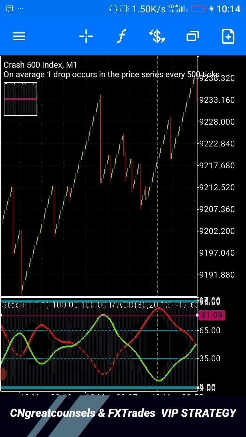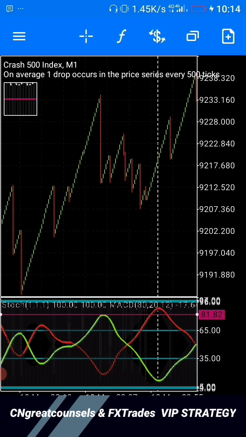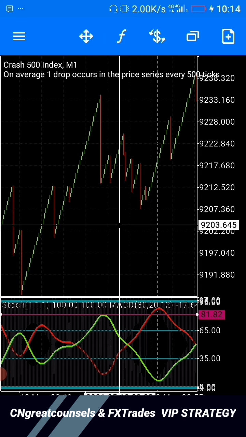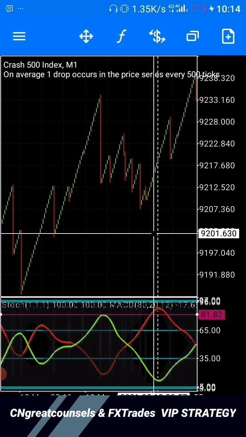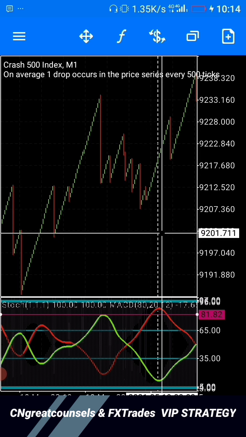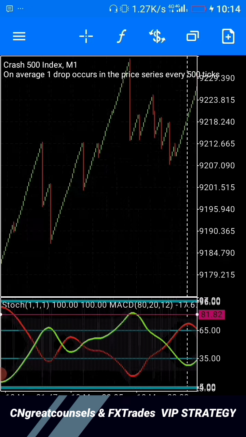This was the green loop that was previously made, and then we are leaving a horizontal line above it. Now look at when the market was on the dollar sign. So it cut here and went up. So if you had placed a trade, you would have taken profit. Now on Crash 500, you can take more than that, but stick to 4 to 6 because of the way it spikes. Okay, that's Crash.